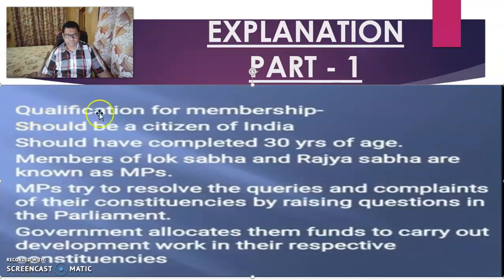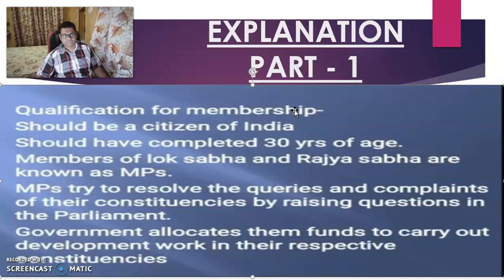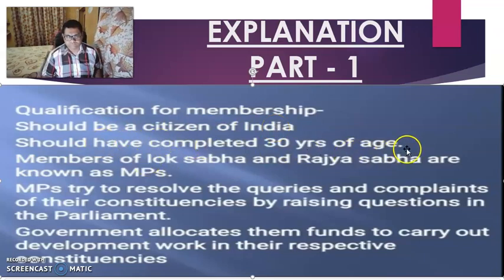Now, what is the qualification needed to become a member of the Rajya Sabha? One should be a citizen of India and should have completed 30 years of age. This is the qualification for membership. Now those who are the members of Lok Sabha and Rajya Sabha are known as MPs, that is Member of Parliament.